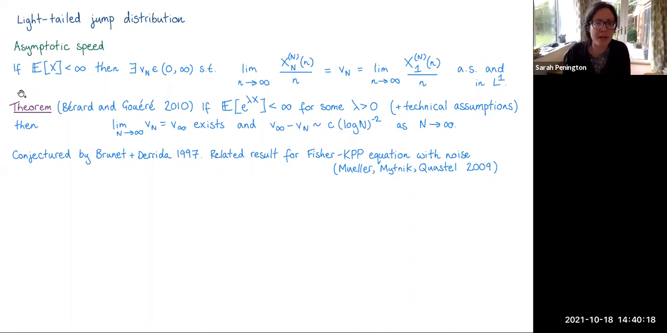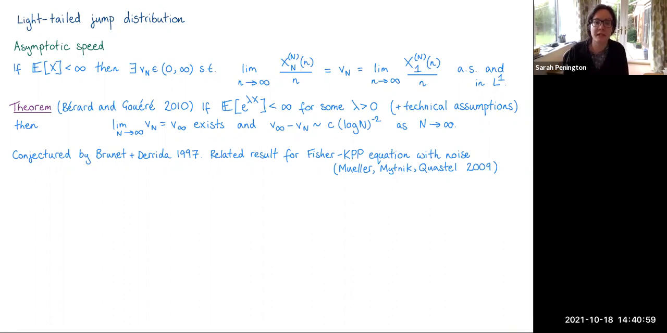What Bérard and Gouéré showed is they determined the asymptotics of v_N as capital N goes to infinity, so as the total number of particles goes to infinity. They showed that if the expectation of e^(λX) is finite for some positive λ, and also some extra technical assumptions on the jump distribution X, which I'm not going to go into, then v_N converges to a constant v_∞ as N goes to infinity. And then they also showed the asymptotics for how quickly it converges.